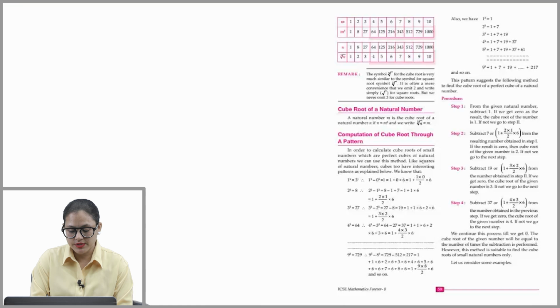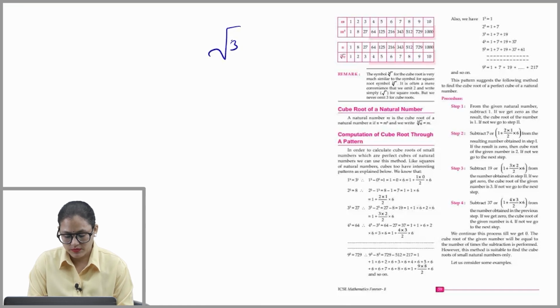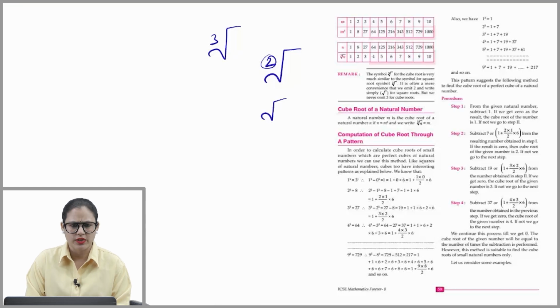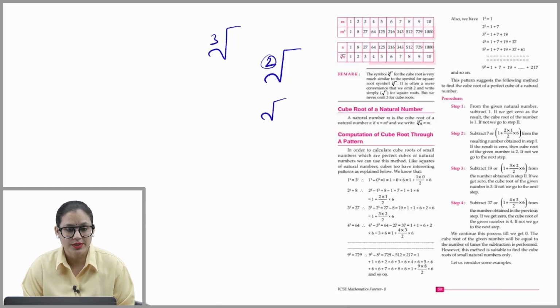Remark: this is the symbol for the cube root, and it is very similar to the symbol for the square root, that is this one. But it is often a mere convenience that we omit the 2, we don't write 2 most of the time, but we never omit 3 from cube roots, okay.